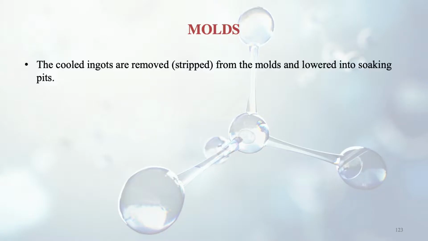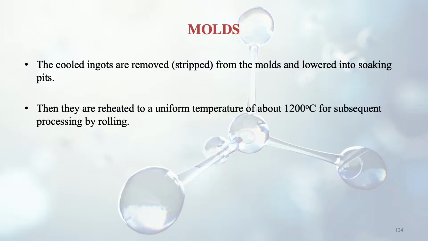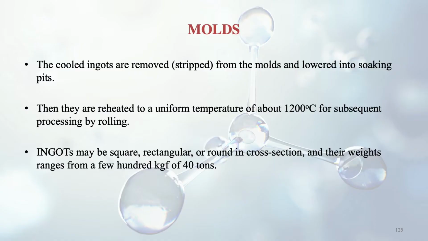The cooled ingots are removed or stripped from the molds and lowered into soaking pits. So this is the further processing that is taking place. Then they are reheated to a uniform temperature of about 1200 degrees centigrade for subsequent processing by rolling. Ingots may be square, rectangular or round in cross section, and their weights range from a few hundred kgf to about 40 tons.